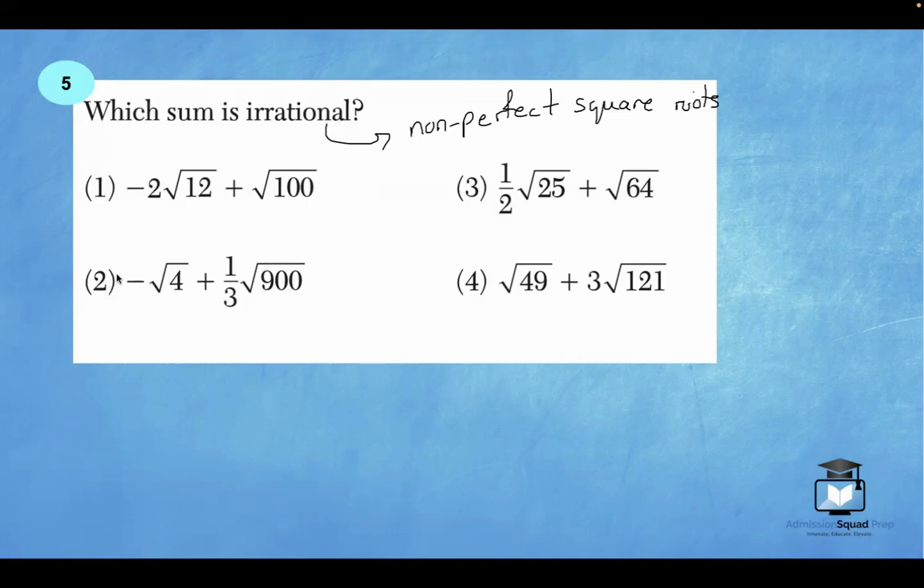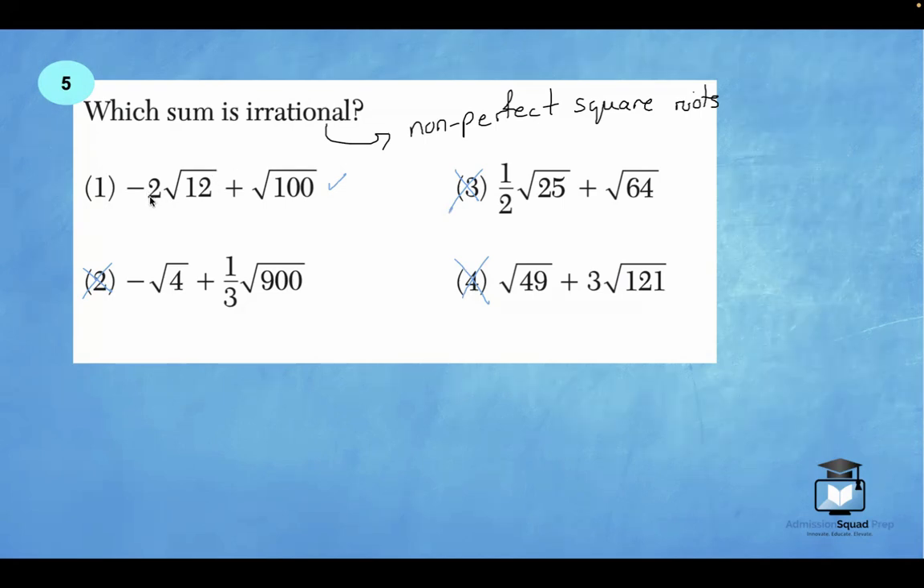I can see in answer choice 1 that we have square root of 12, which is a non-perfect square root, and square root of 100. So this is a potential answer. For choice 2, we have the square root of 4, which is a perfect square root, and the square root of 900, which is also a perfect square root. So that's not going to be correct. For answer choice 3, we have square root of 25, which is perfect, and square root of 64, which is also perfect. So that's not correct. Remember, we're looking for irrational numbers. For answer choice 4, we have square root of 49 and square root of 121, which are both perfect square roots. So again, answer choice 4 will also be incorrect.